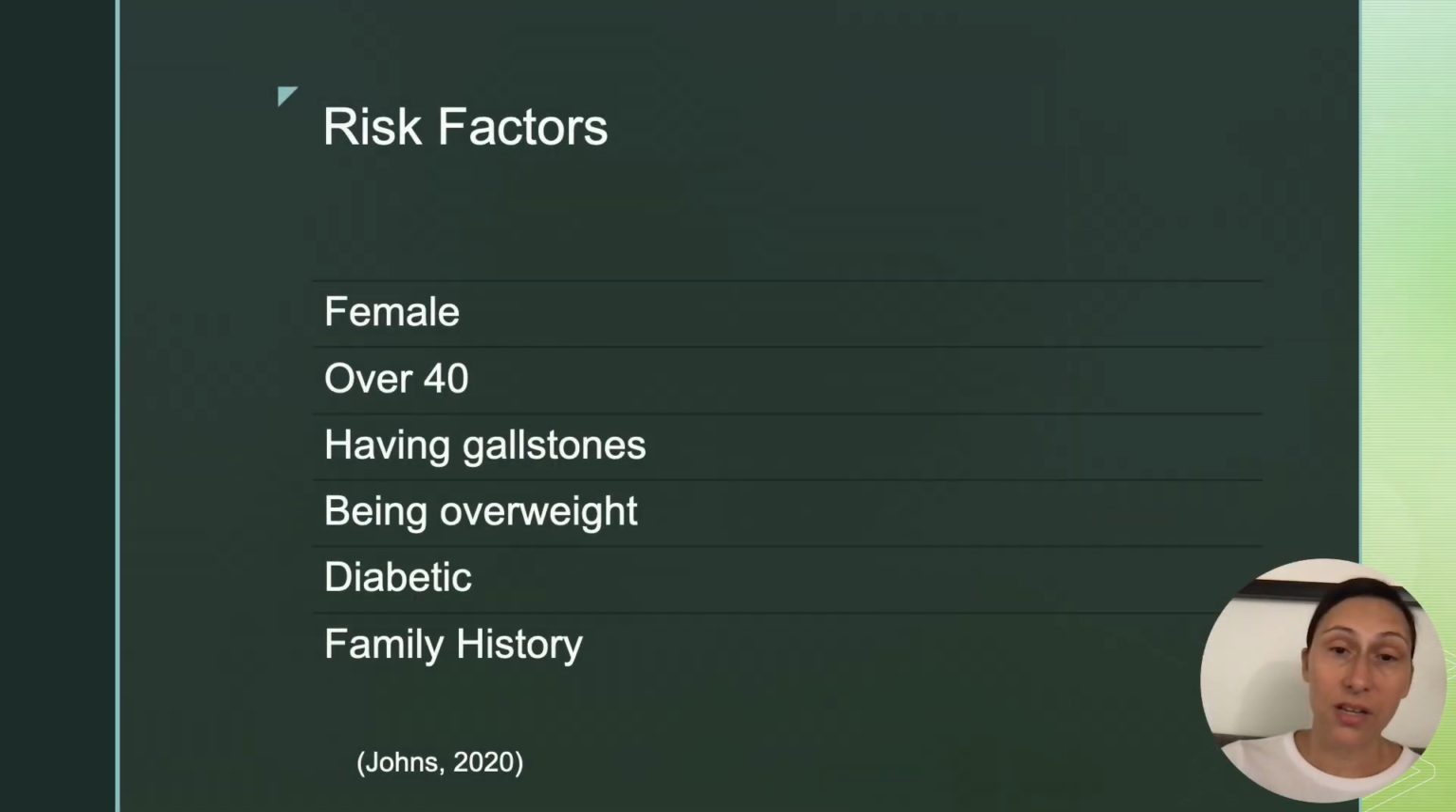Risk factors. So risk factors for getting cholecystitis, unfortunately, being female, you have a higher chance of getting it than males. Over the age of 40, if you've had gallstones in the past, you're at a higher risk of getting cholecystitis. Being overweight, having a history of diabetes, and then also a family history of cholecystitis.